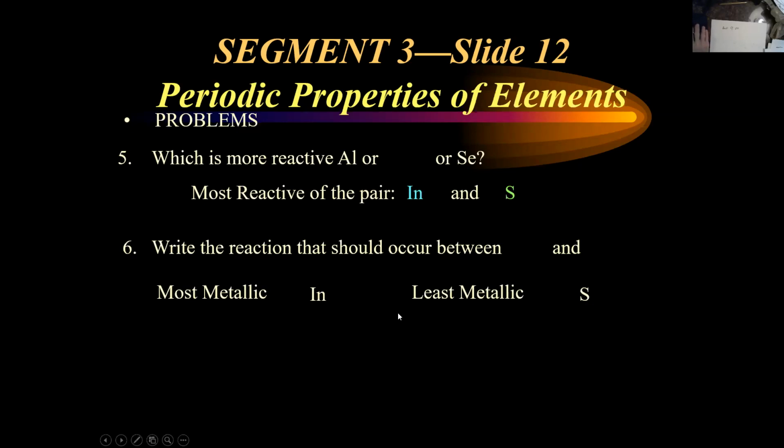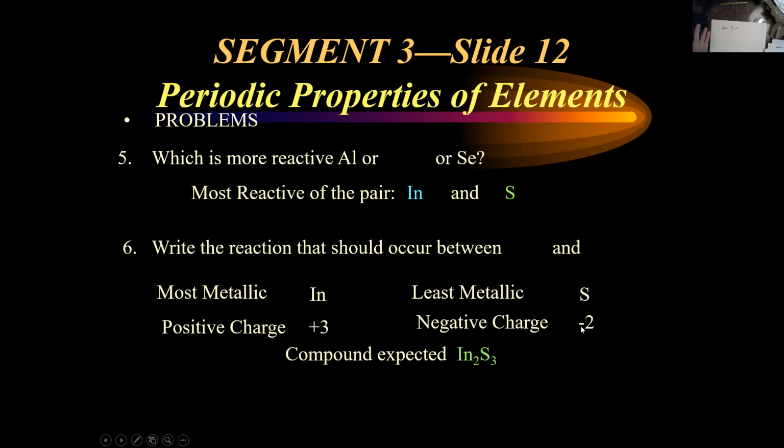And if I'm looking at indium, indium is in group 3A as a metal, it would be a +3, and sulfur would be a -2. Because of its position, it's in group 6, it would gain 2 electrons to go from sulfur to argon. So it would need 2 electrons, so it's -2. And so I've got a +3 ion with a -2 ion. So the expected compound is In2S3.